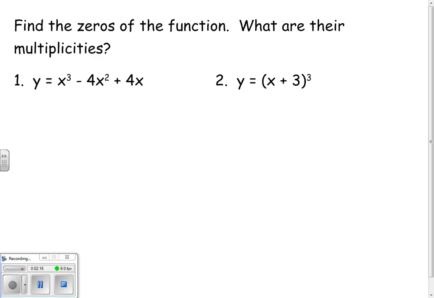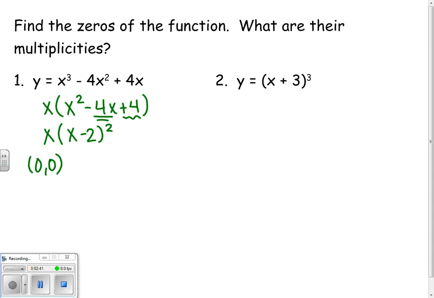So here it's going to be just like we did before, where if it's not factored, you have to factor it first. So when you look at number 1, there is a GCF. Pull that x out first. Leaves you with x squared minus 4x plus 4. Factor that further. Two numbers that multiply to 4 and add to negative 4 are negative 2 and negative 2. I'm going to write it as (x minus 2) squared. So my roots, as ordered pairs, are (0, 0) because of the GCF out front, and (2, 0) with a multiplicity of 2. Remember that squared in the air tells me that we have multiplicity, or twins.